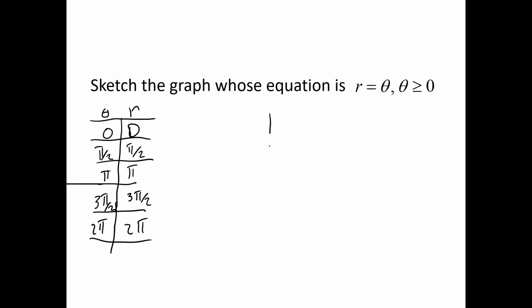And so what's going on there is at 0, you're at the pole. When you rotate to pi over 2, you're at pi over 2. And when you rotate to pi, your r value is pi, so you're way out here. And then 3 pi over 2, and then 2 pi. And what you're doing is you connect those, and you just keep going around, and you get a spiral. It's just going to spiral.